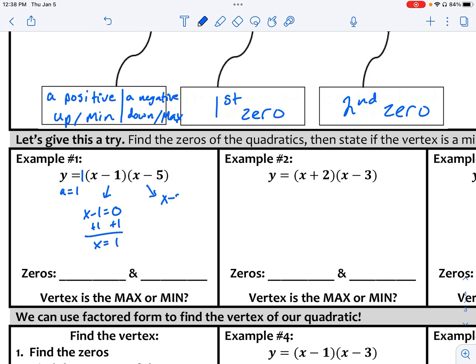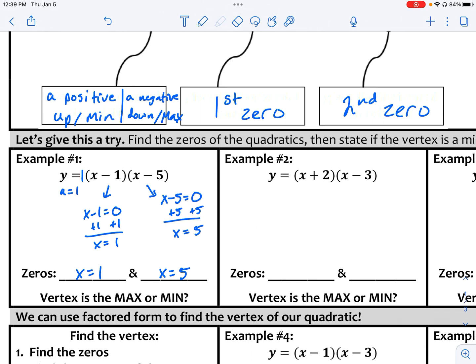Then to find the second zero, I'd set x minus 5 equal to 0. So if I wanted to solve to get x alone, I would add 5 to both sides. So x equals 5. So our two zeros are happening at x equals 1 and at x equals 5. So those are my two x-intercepts.